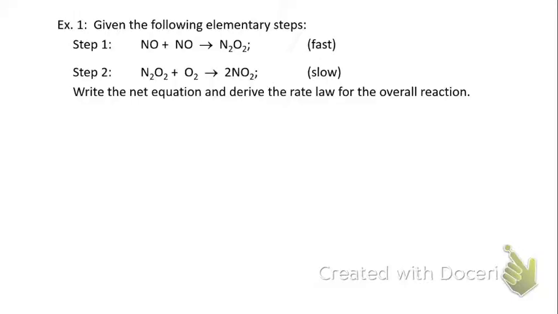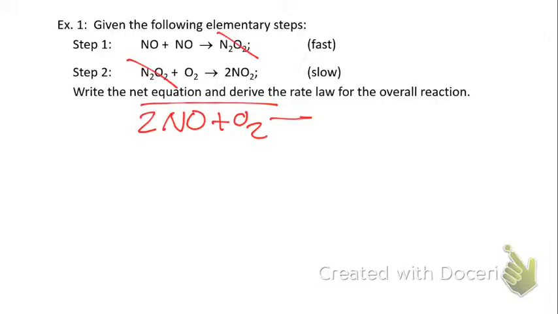So the first thing I'm going to do is determine the overall reaction for this mechanism. I need to get rid of the 2 N2Os, and then add them up: 2 NOs plus O2 produce 2 NO2s. Now the rate law can only include our 2 reactants.